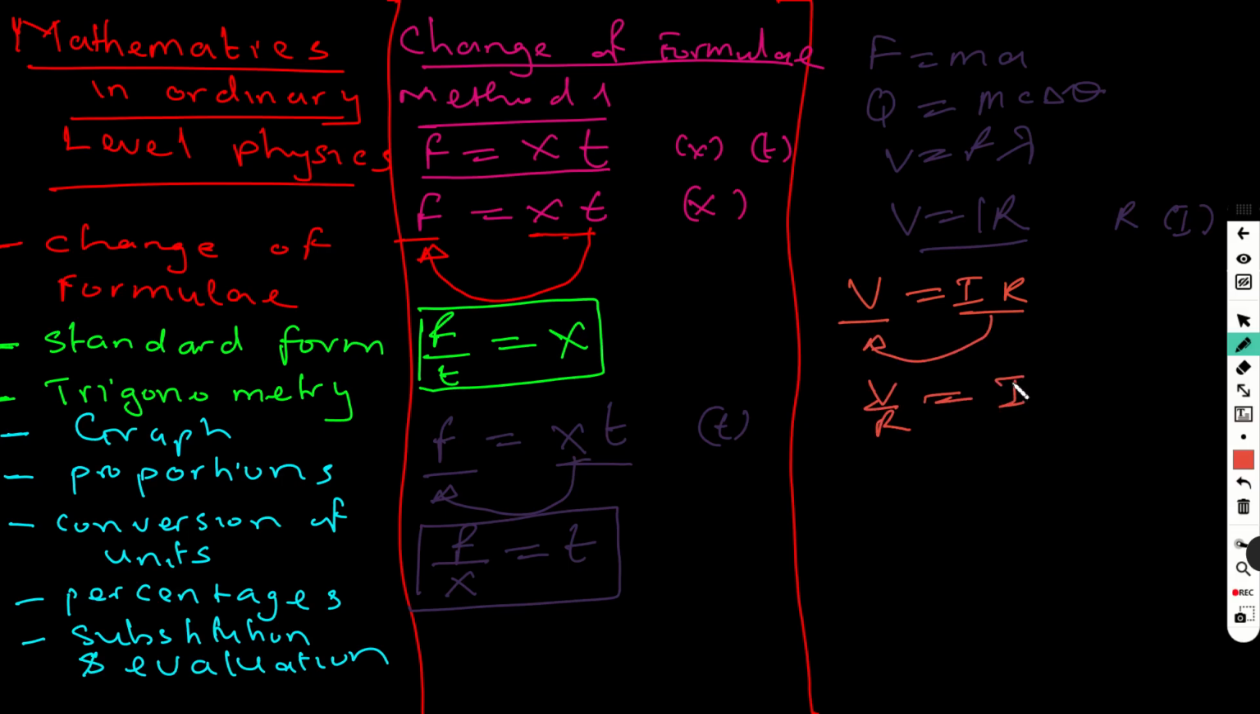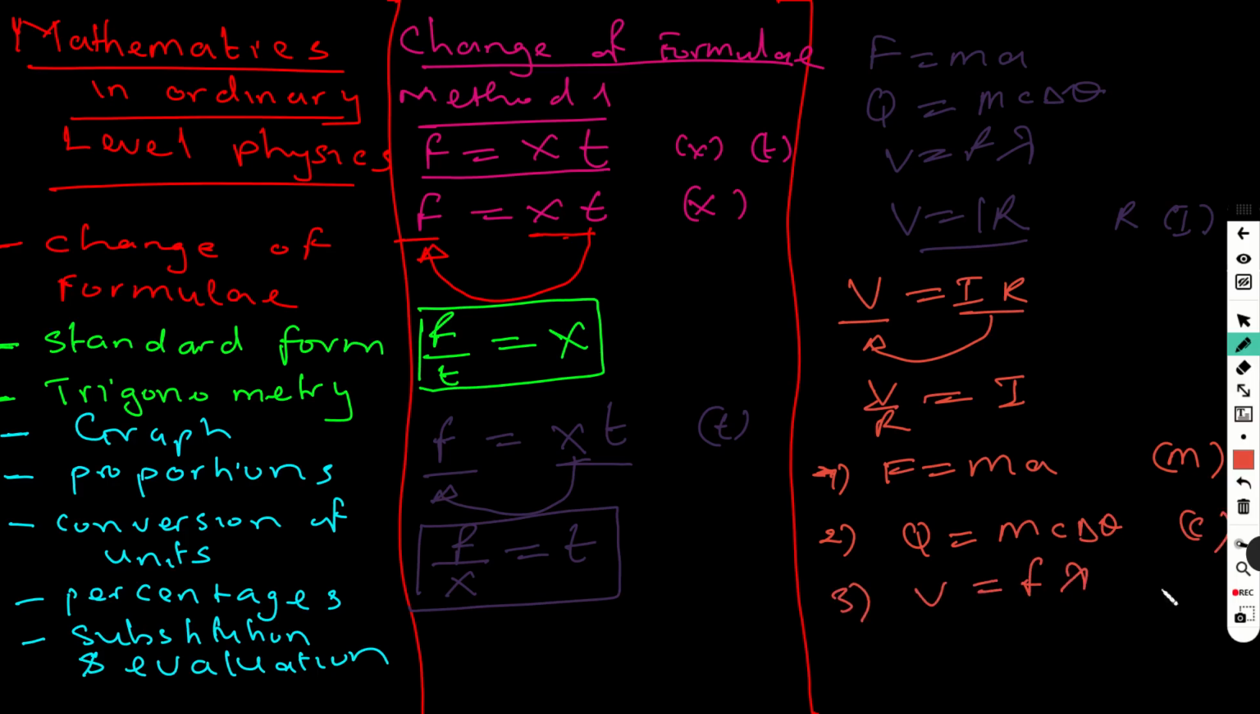Great. So now I would like you to pause the video and do that. This is F equals to MA, make M the subject. Then we have Q equals to MC, make C the subject. And V equals to F times lambda, make F the subject. So if you can pause the video and do that, that would be great.